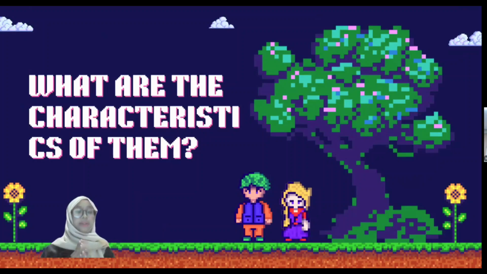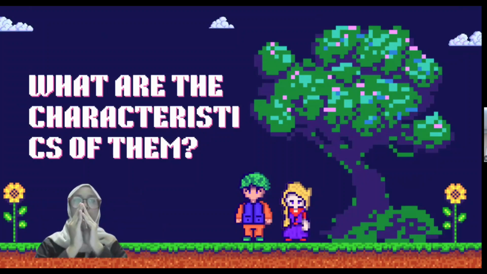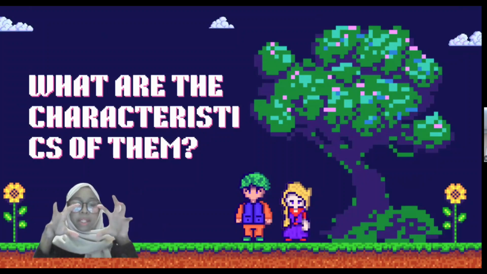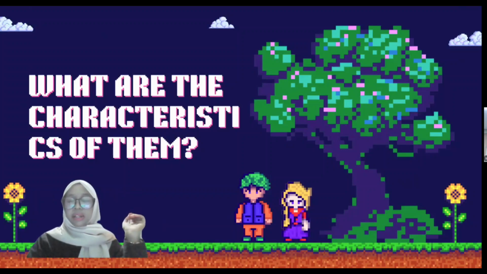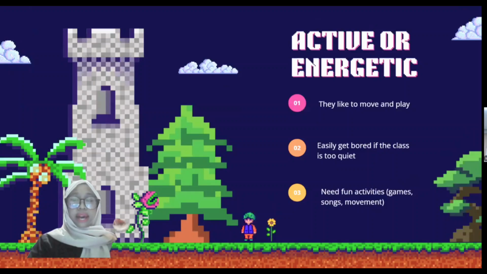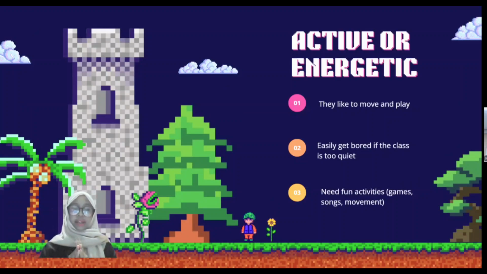What are the characteristics of them? There are many characteristics of young learners, but I just put some of them. The first one is active and energetic. Young learners have a lot of energy. They like to move around, play games, and explore their surroundings. If they sit too long, they may feel bored or restless.